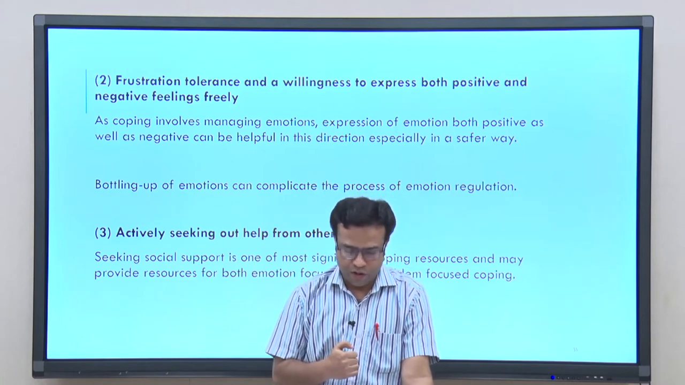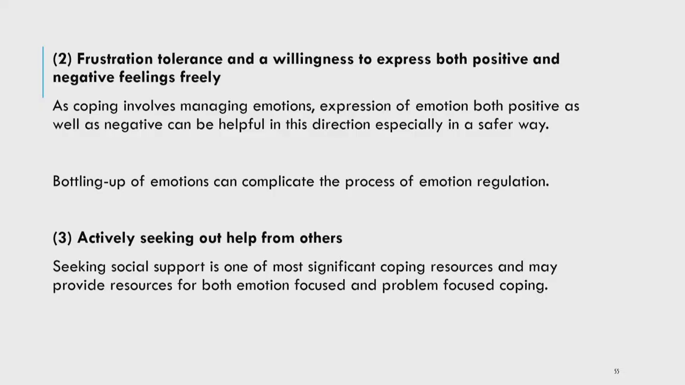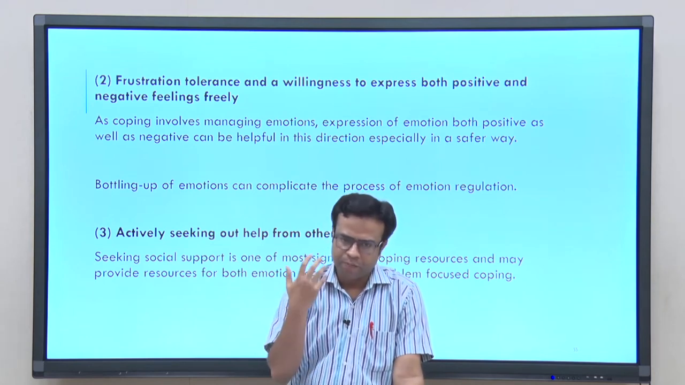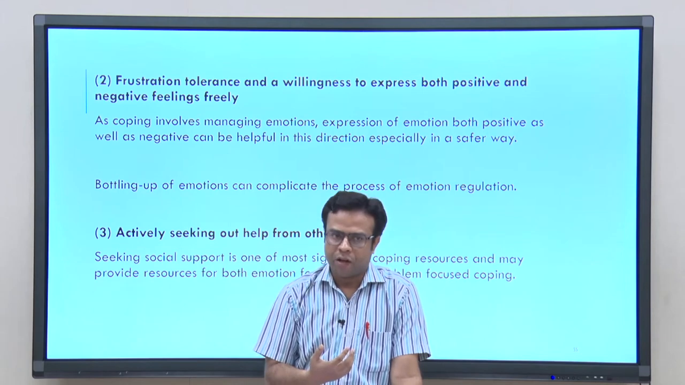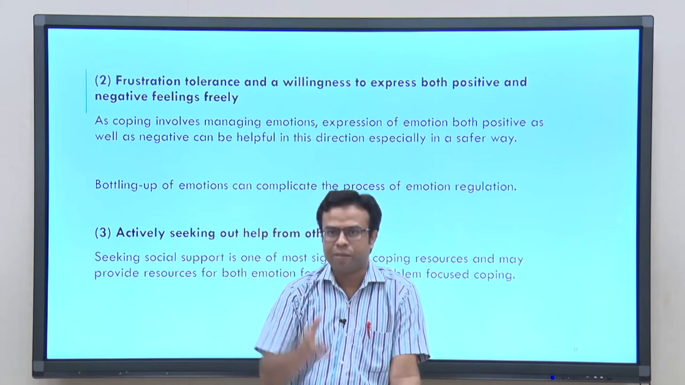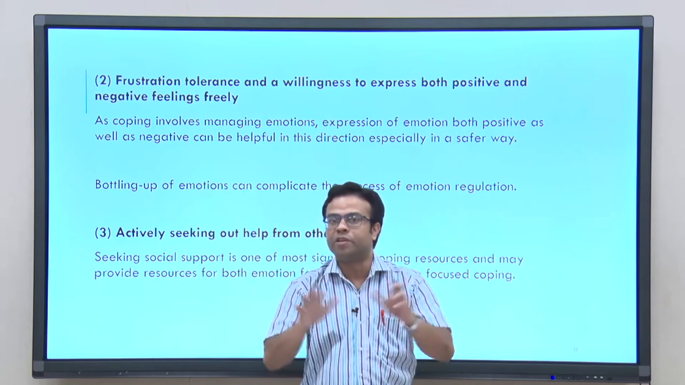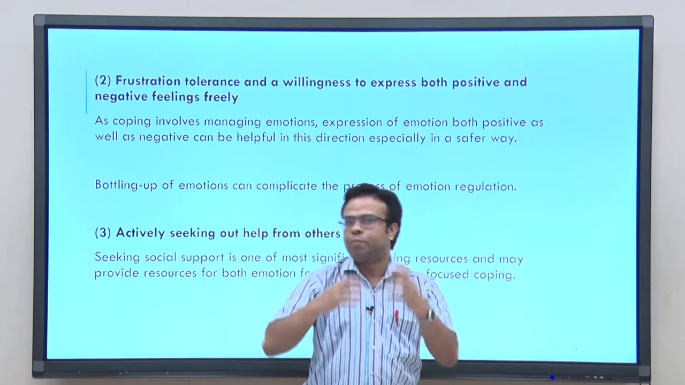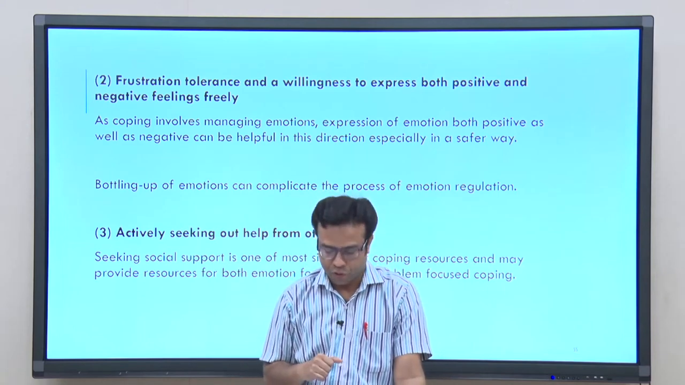The third characteristic is actively seeking out help from others. Throughout the research in the literature of stress and coping, one thing consistently discovered by researchers is that seeking help or seeking social support is a very important and significant coping strategy, because at the time of difficulty, if someone can help you, a lot of your stress automatically vanishes, simply because there is someone who can help me out in the situation. Social support buffers against stress, because you have resources. You yourself may not have those resources, but another person can give me those resources. So it is an important protective factor, and it can give resources for both problem focused as well as emotion focused coping.